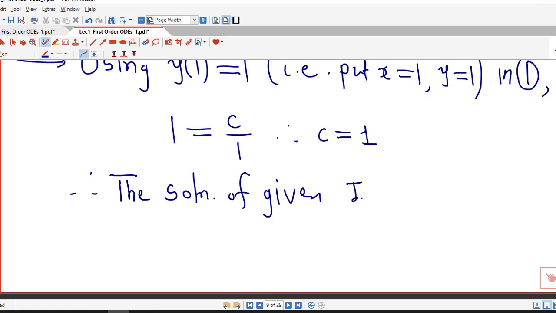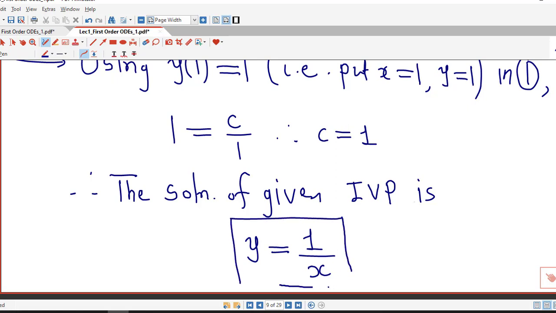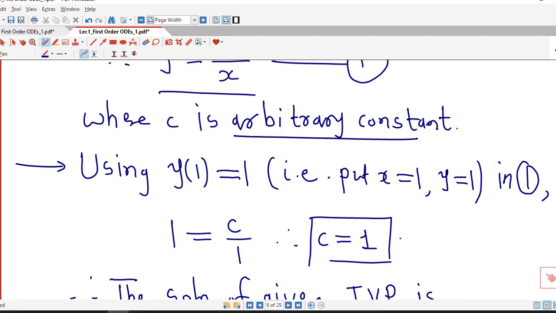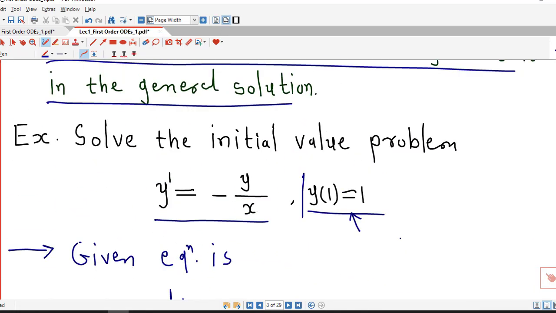So therefore the solution of given initial value problem, that we can write shortly as IVP, is y equal to c by x. C is 1, so we have y equal to 1 divided by x. So this is particular solution corresponding to c equal to 1, and this solution y equal to 1 by x satisfies given differential equation as well as given initial condition.